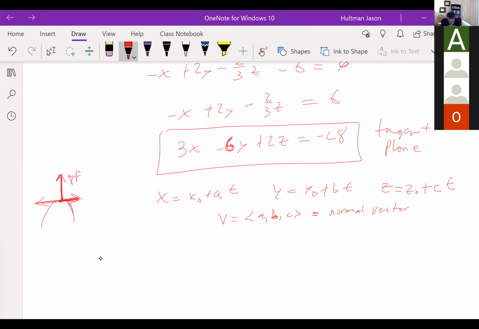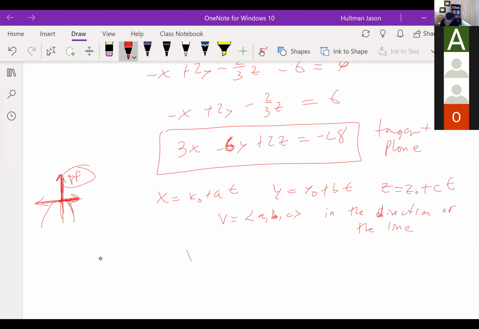Is that right? No, you're right, it is the normal vector. It's not normal to the line, it's just in the direction of the line. The direction of the line is del f. Del f is the direction of the line, and it's normal to the plane. Del f is that direction.